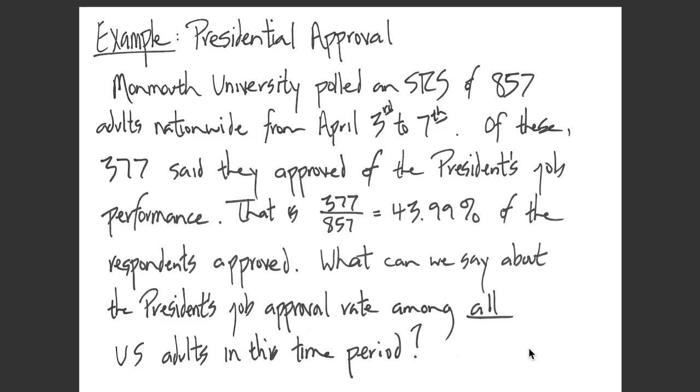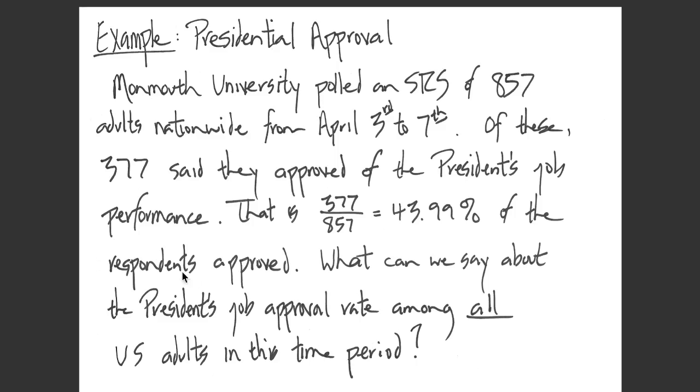Monmouth University recently polled a simple random sample of 857 adults nationwide, and this occurred from April 3rd to April 7th, so a little more than a week ago. Of these 857 individuals, 377 said that they approved of the president's job performance. That is, 377 out of 857, or 43.99% of the respondents, approved. So, what can we say about the president's job approval rating among all U.S. adults in this time period?